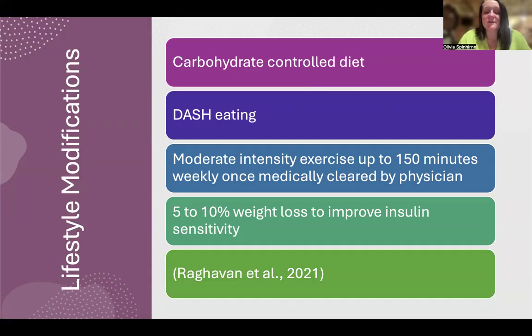Lifestyle interventions are foundational in diabetes care. Even a modest weight loss of 5 to 10% can significantly improve insulin sensitivity. The DASH diet has strong evidence of support, and physical activity of 150 minutes of moderate exercise a week can improve glucose uptake in the muscles. Patients need to be encouraged not to begin an exercise treatment plan until their physician has medically cleared them to do so.